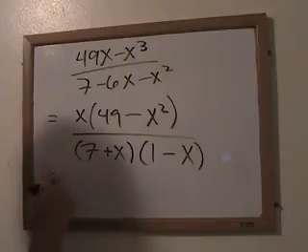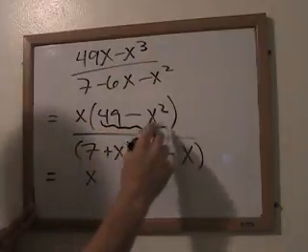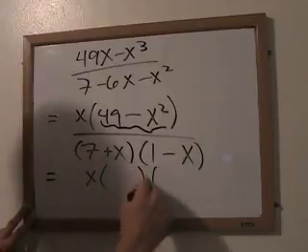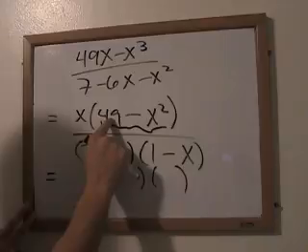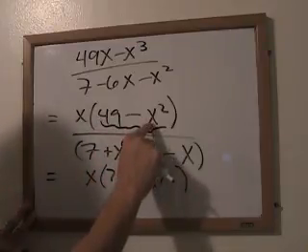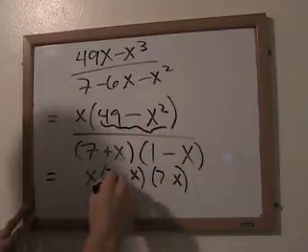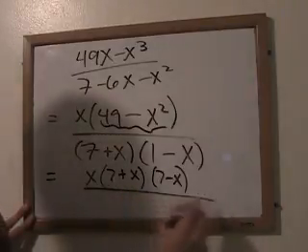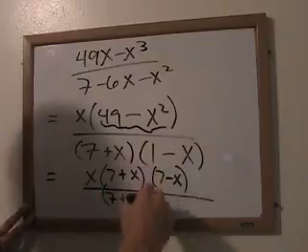Now back at the top, I have an x. This bit here is one of those differences of perfect squares. This piece factors down to, the square root of that is 7, so I have a 7 and a 7. The square root of x squared is x. One's a plus, one's a minus. Now the bottom stays the same. I have 7 plus x, and then I have 1 minus x.